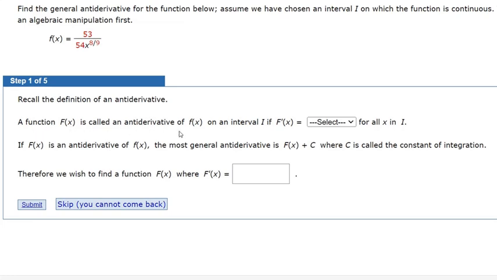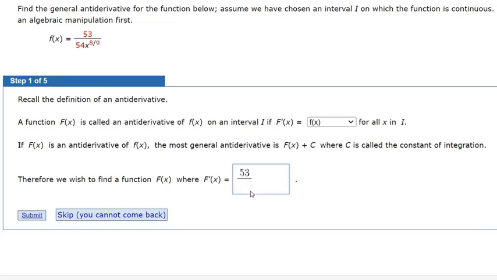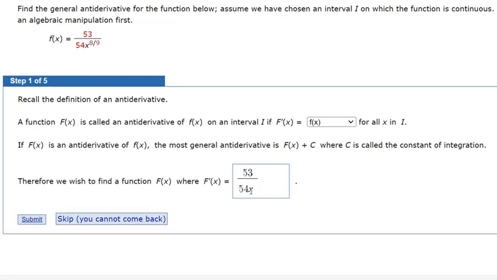A function F of x is called an antiderivative if its derivative equals the original function. So if capital F is an antiderivative of lowercase f, the most general antiderivative is here. That's just everything we've learned from our text about what an antiderivative is. If we have capital F, then its derivative should be the function that we're starting with in the first place, lowercase f of x.